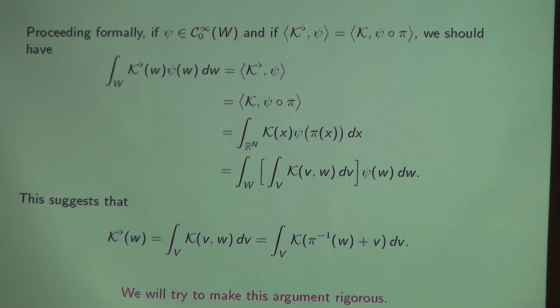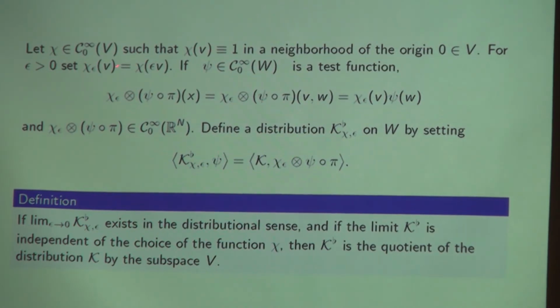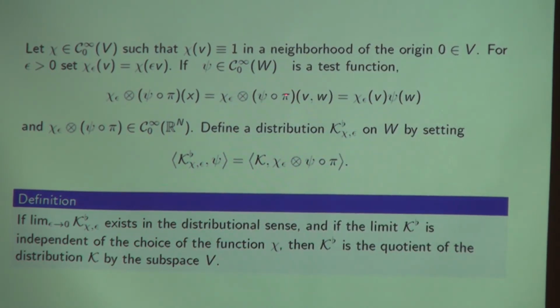Let's try to make this a little more rigorous. Let's choose a compactly supported function in the V space. This is in the null space. We can dilate it by epsilon, and now if I have a test function in W, I can get a real compactly supported function in R^N by looking at the product. And now I can define a distribution which depends on what? On the choice of this cutoff function and this epsilon by looking at this tensor product.